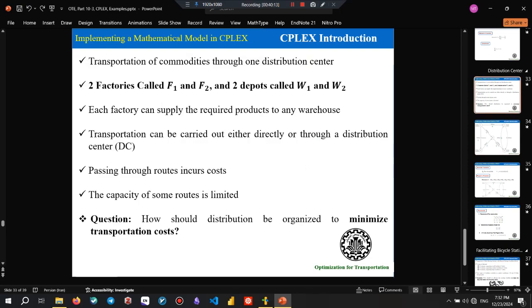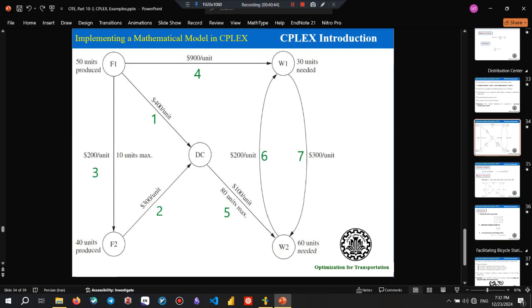So there's two factories, as I mentioned, and two depots. Each factory can supply the required products to any warehouse. The products are the same for the two factories. And transportation can be carried out either directly or through the distribution center, and passing through routes incurs costs. This is the challenge for us, and the capacity of some routes is limited.